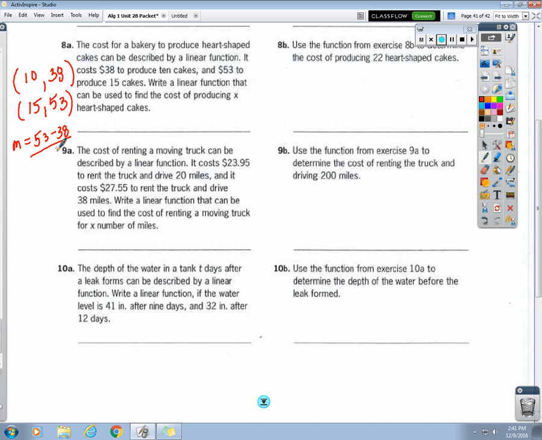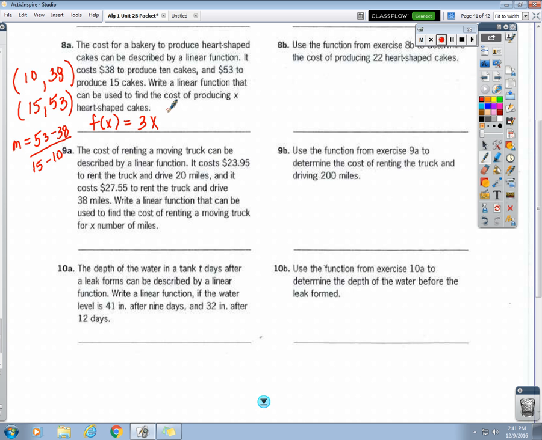Over. And so what is your m? Which is 3. Okay, so it must cost $3 per cake. However, there must be an extra charge, because think about it. If it's $3 per cake, why in the world would it be $38 for 10 cakes? Wouldn't that only need to be 30? So isn't there an $8 charge?